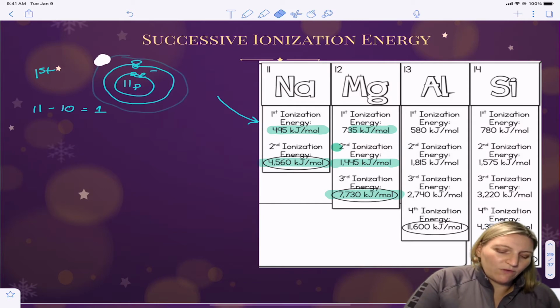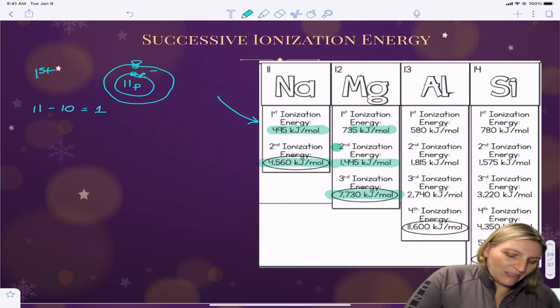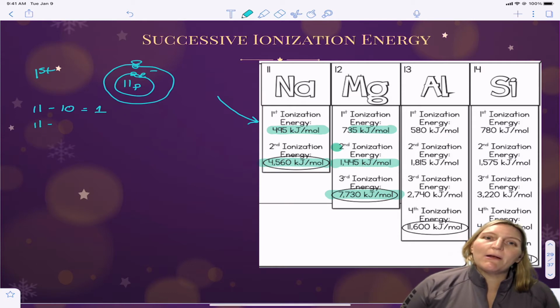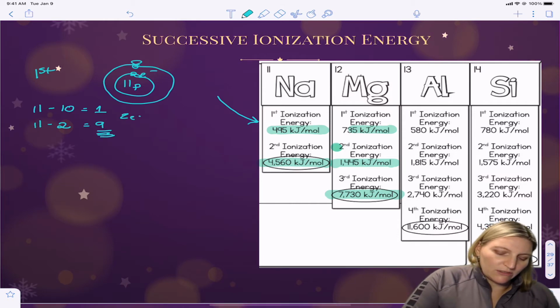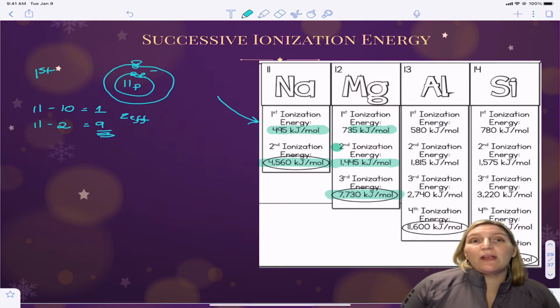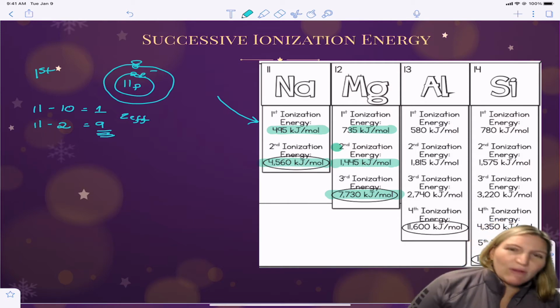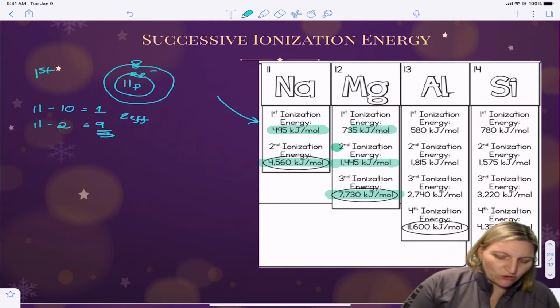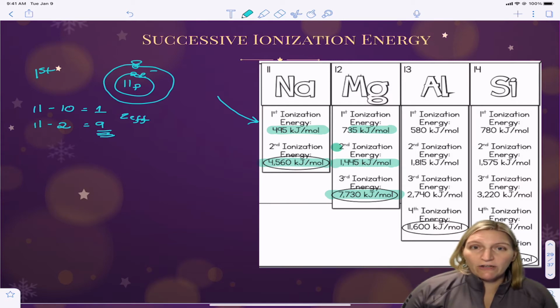Now, after I remove that first electron, look at what happens. I would still have 11 protons, but look at the number of shielding electrons now. That's only 2. Z effective is 9. Huge jump in Z effective, so therefore it takes much more energy to overcome that attraction. So let's write down basically a summary of what I just said. Successive ionization energy always increases, and you will see a large jump when you are removing core electrons because Z effective increases drastically.